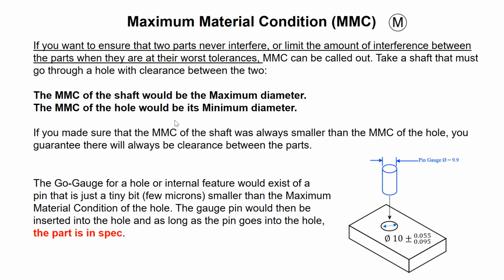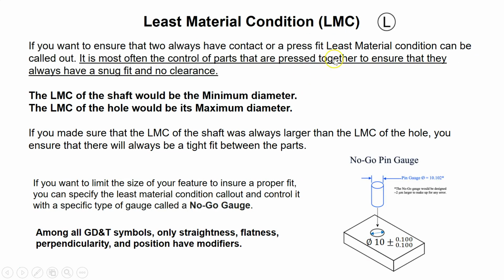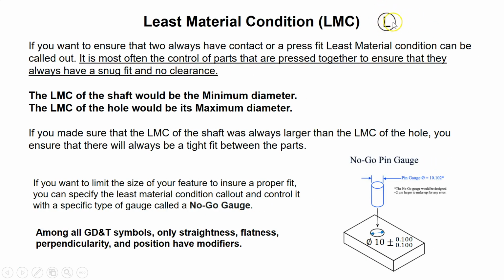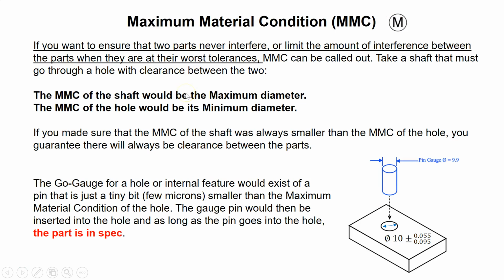Hello everyone. In this video we are going to talk about two of the GD&T symbols that I have not discussed in my previous video: maximum material condition (MMC) and least material condition (LMC), and they are shown by M and L inside the two circles. So what is the maximum material condition? It's the maximum amount of material that something has, as the name says.